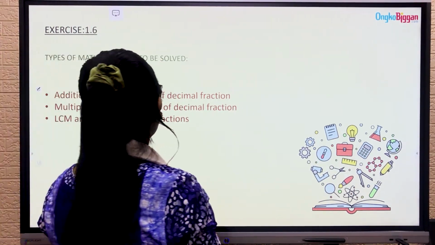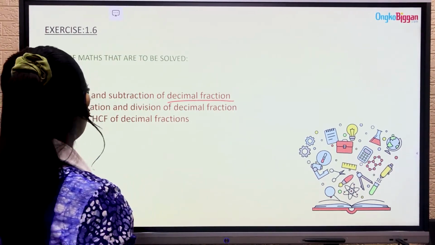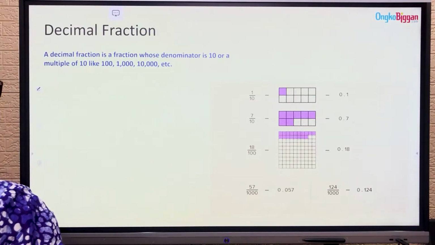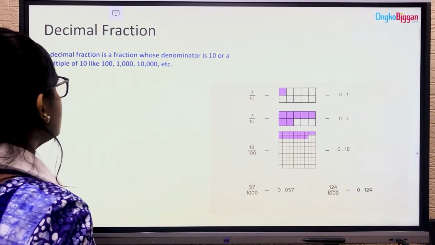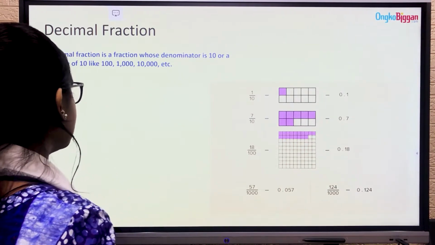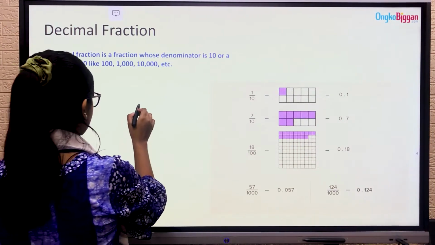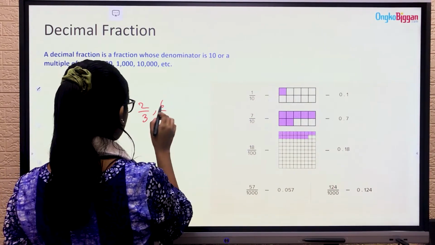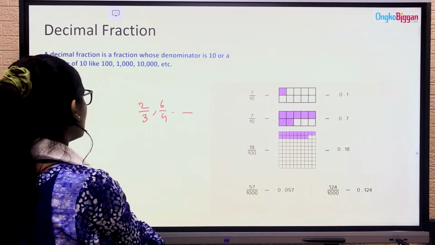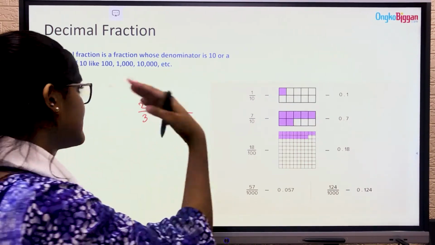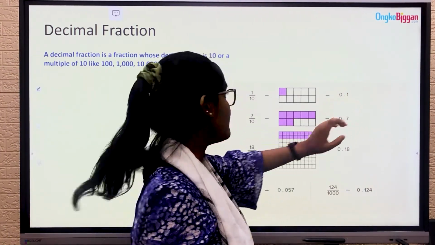So firstly, we need to know what actually a decimal fraction is. In lower classes, we have already learned about decimal fractions, so it might be familiar to you. A decimal fraction is a fraction whose denominator is 10 or a multiple of 10, like 100, 1000, 10,000, etc. In the case of common fractions, we write like 2 by 3, 6 by 4 in this way. But in the case of decimal fractions, the denominator must be a multiple of 10, 100, 1000, 10,000 and so on, so that we can write it in decimal form, using the decimal point.